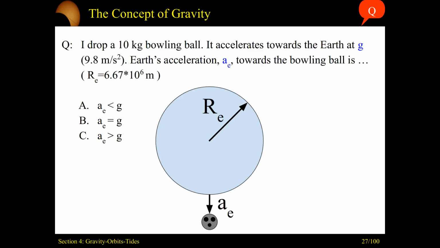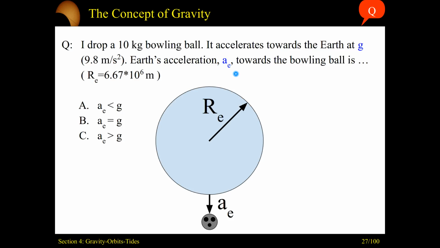So let's apply the law of gravity and let's tease out a puzzler. It's one of my favorite types of questions to ask. So here's the setup, right? If I take a 10 kilogram bowling ball and I drop it, that 10 kilogram bowling ball is going to accelerate towards the Earth at g, little g, 9.8 meters per second squared. So now my question to you is, what's Earth's acceleration?